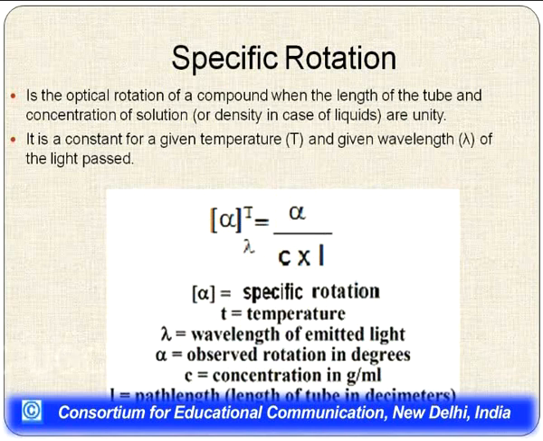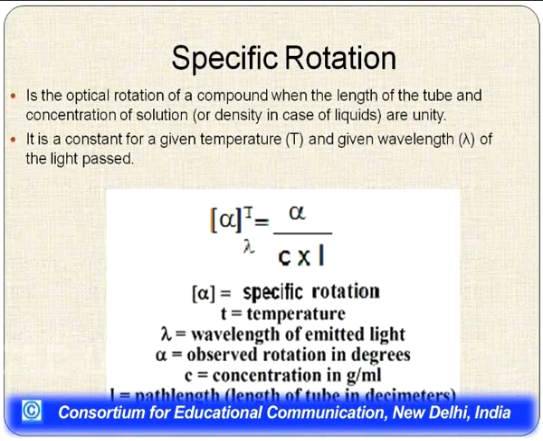I have put a formula here: [alpha] equals alpha divided by the product of C and L. What are these? [Alpha] in square brackets is the specific rotation, and alpha, simple alpha, is the angle of rotation which came out from the polarimeter instrument you used. C is the concentration of the solution, and L is the path length.